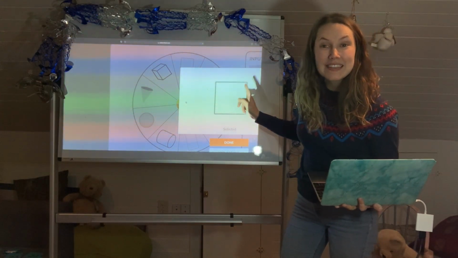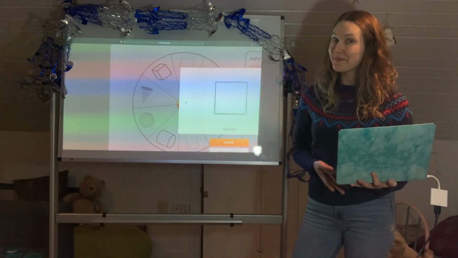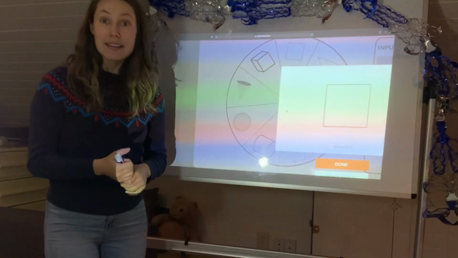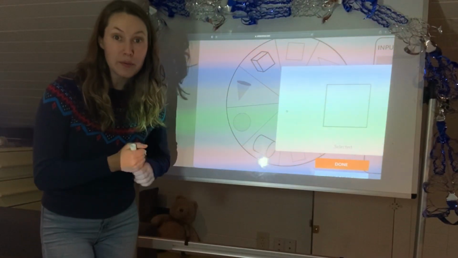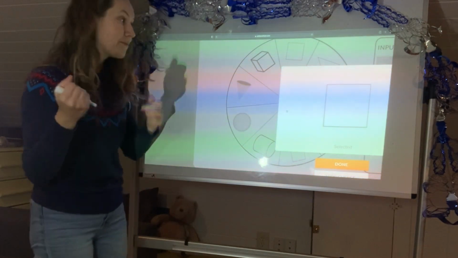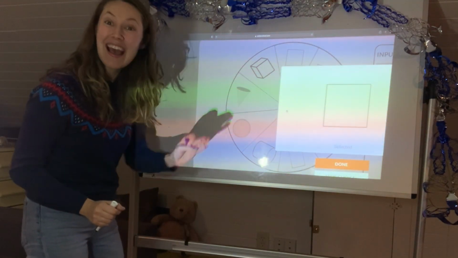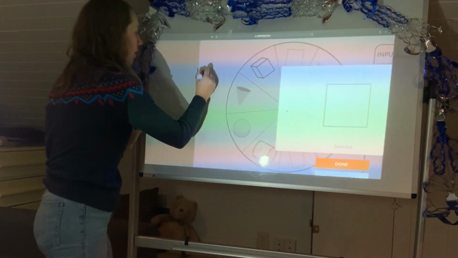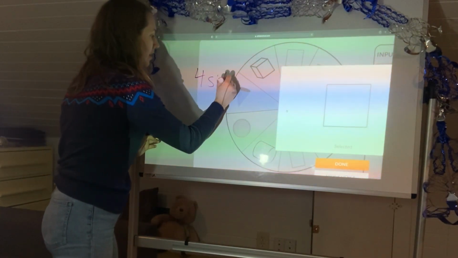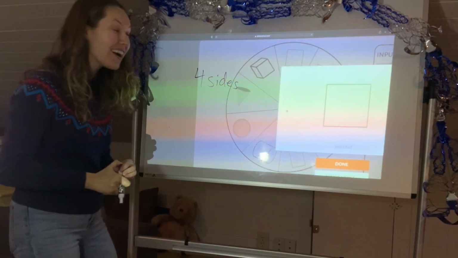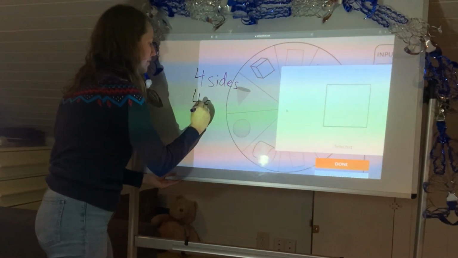All right, what is this shape? That's right, it's a square. Now let's talk about the important things we need to know about our square. We need to know that it has how many sides? 4. It has 4 sides. And how many edges? 4 again, 4 edges.